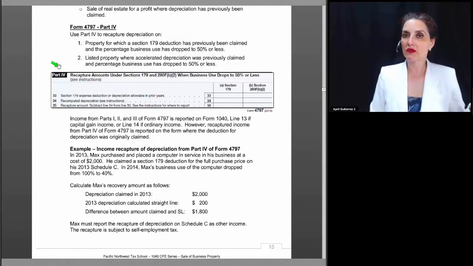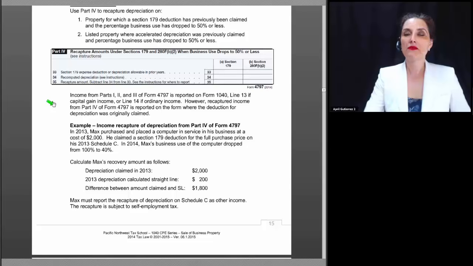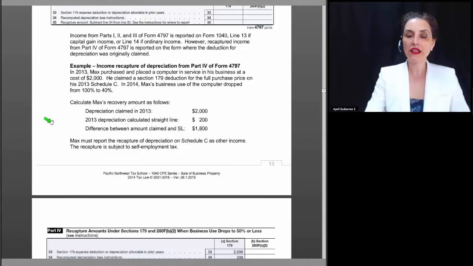So either you claimed a Section 179 deduction and then business use dropped to 50% or less, or you claimed accelerated depreciation on listed property and then business use dropped to 50% or less. In either of those two situations, you're going to be forced to do a recapture, and the recapture is figured in Part 4 of the form. Now, income from Parts 1, 2, and 3 of Form 4797 is carried to 1040 line 13 if it is capital gain income, or line 14 if it is ordinary income. However, recaptured depreciation from Part 4 of the form is carried to the form where the depreciation deduction was originally claimed. And here's an example of what I mean.